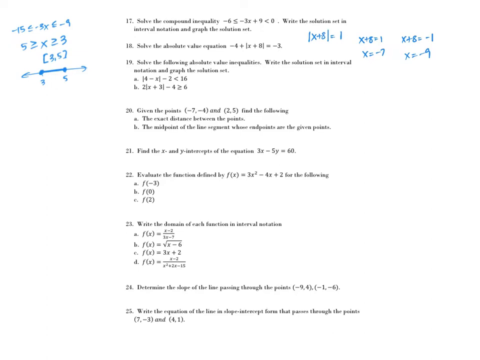Solve the following absolute value inequalities. Write the solution set in interval notation and graph the solution set. So if I add 2 to both sides, I get the absolute value of 4 minus x is less than 16 minus 2, which is 14. So what that means is that the distance between x and 4 is less than 14. So 4 plus 14 and 4 minus 14. If I do 4 plus 14, that's 18. 4 minus 14 is negative 10. So x is between negative 10 and 18.